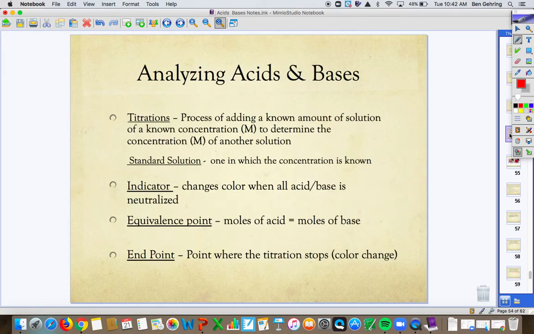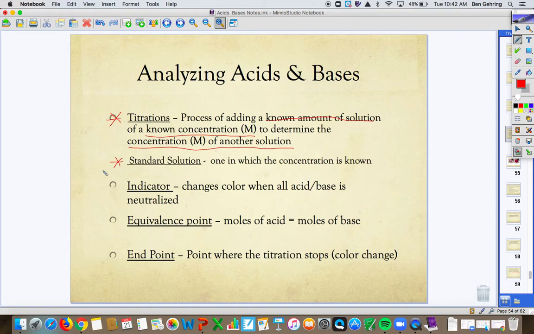Now, when we do these, we're going to do a titration. And to do this, we need some vocab. First, titration itself is a process in which a known amount of solution that has a known concentration is used to determine the concentration of a known volume of an unknown solution. This known amount of known concentration we call a standard solution. So when we talk about standard solutions, that's the one that you know all the information for.